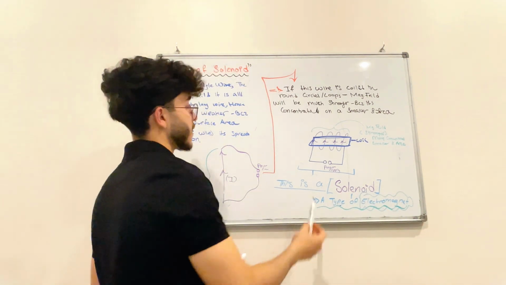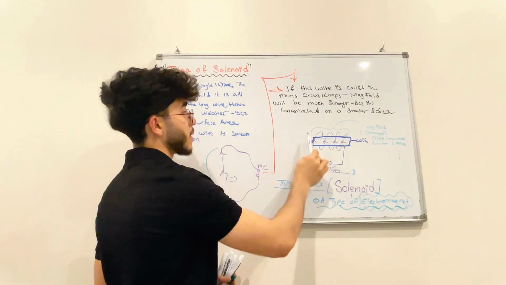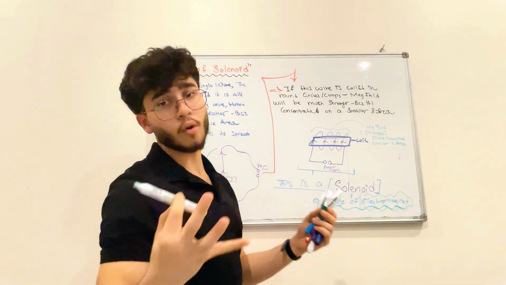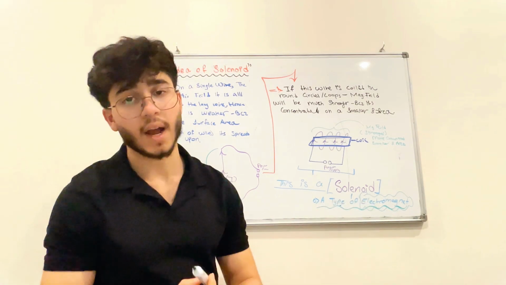Again, an electromagnet has electricity in the wires, it has a magnetic field around it, so it has both electricity and magnetism. It is an electromagnet.